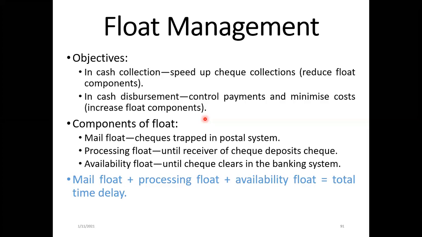And the components of float. Number one, mail float. Number two, processing float. Number three, availability float. Mail float means your customer sent your check by post, right? Due to various reasons, you are unable to get that check on time. For example, due to COVID-19, sometimes the postal department works slowly and the post offices are under lockdown. Due to those reasons, the delivery of your checks to your office may get late. So this is called mail float.